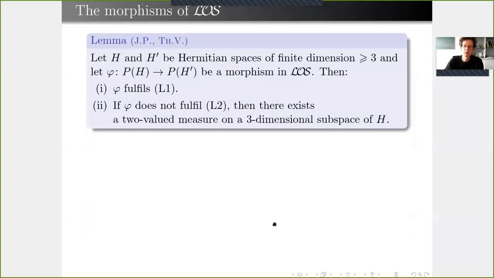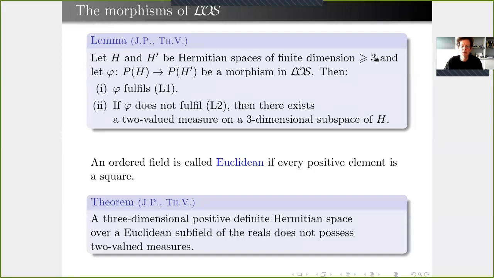The question is now, when is a lineation non-degenerate? And in our case, we have that a morphism in our category automatically fulfills L1, the first condition, under a very, very mild condition that the dimension must be at least 3, so this is no problem. But the other condition, that the image of a line should not consist of two elements, is more tricky. If this condition fails, then we have that in our Hermitian space, there's a three-dimensional subspace with a two-valued measure.